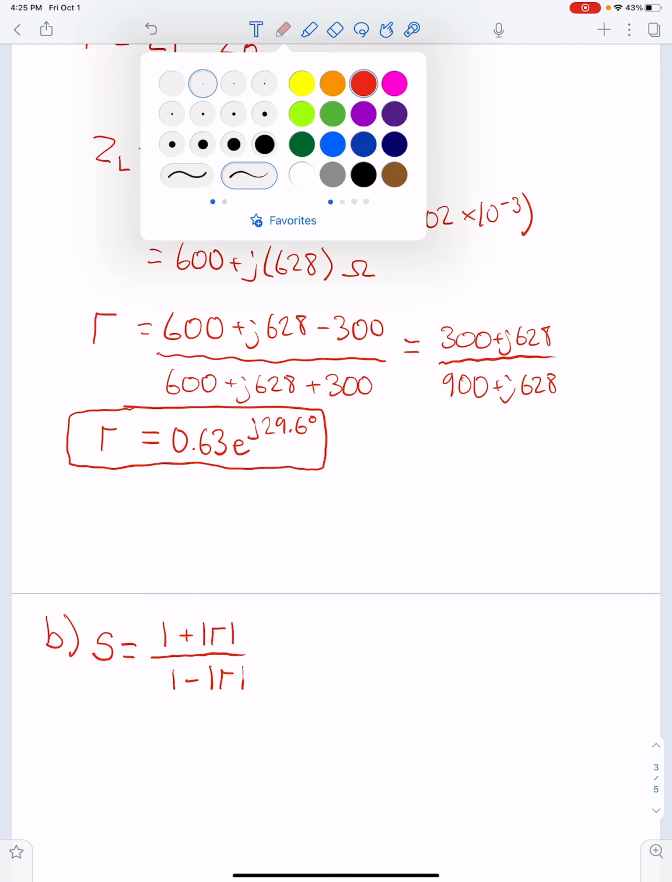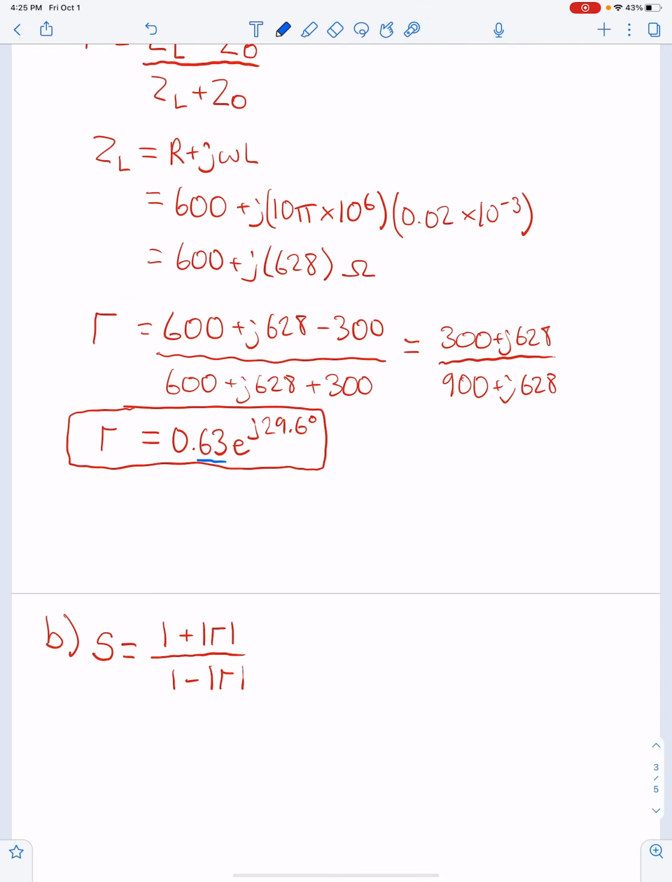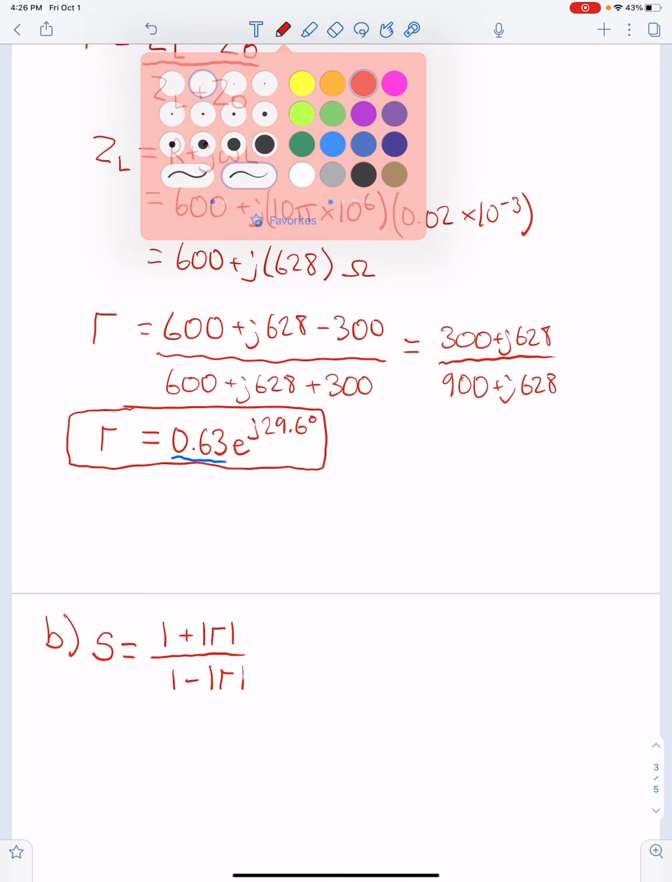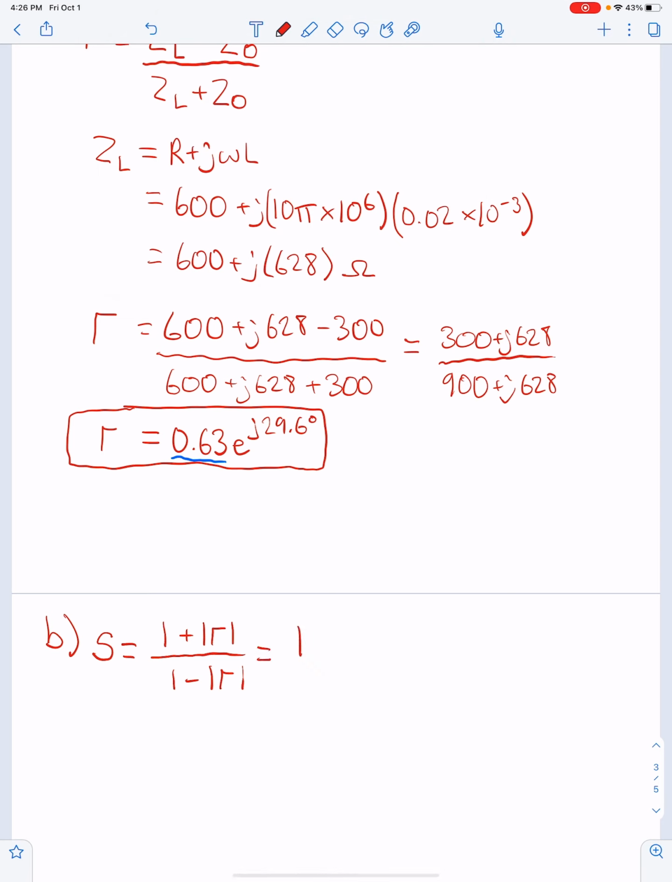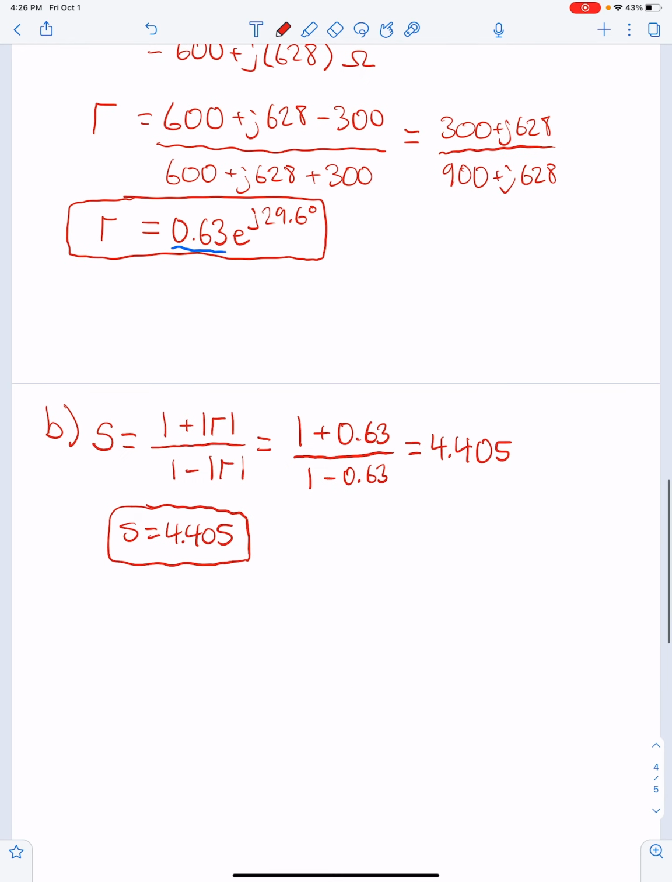And that's simply this component right here. So we can do 1 plus 0.63 divided by 1 minus 0.63. Okay, and then this gives us 4.405. So S equals 4.405 is our standing wave ratio, which is a dimensionless unit.